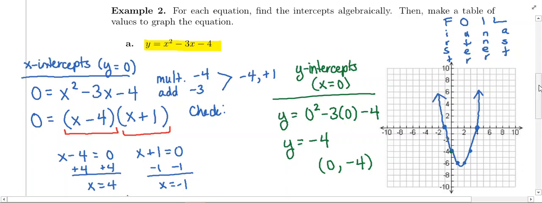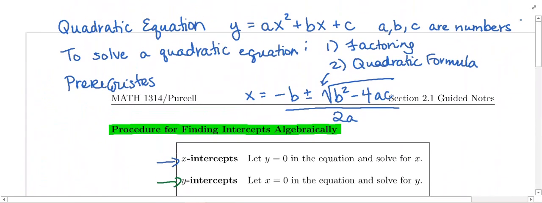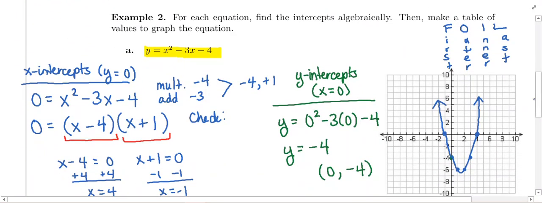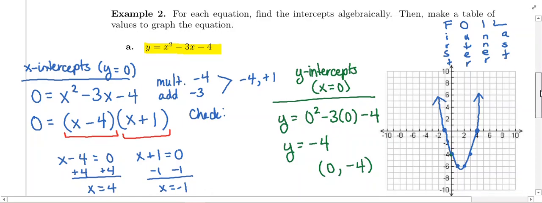When you are working with a quadratic equation, you're always going to get a U-shaped graph. So I'm going to write that up here as well. The graph is a U-shaped curve, and you may have heard the name of this before. It's called a parabola. Since this is a quadratic equation that we're dealing with, the graph is a parabola, and we know specific points that this parabola goes through. That is the end of this particular example.